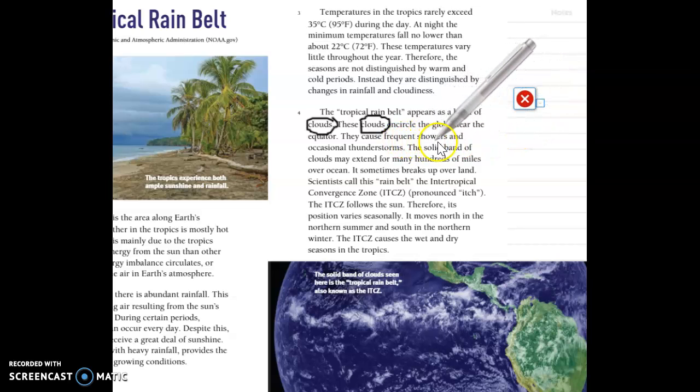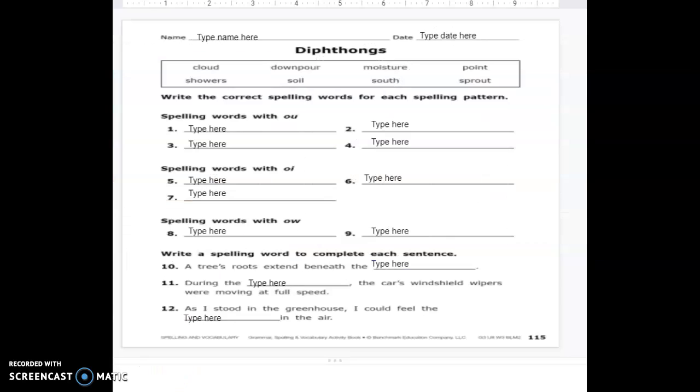So if we look at the word showers, we notice that we get a similar sound in the word showers, only showers uses O and W. So when we get O and U, these two vowels together, we get the same sound.